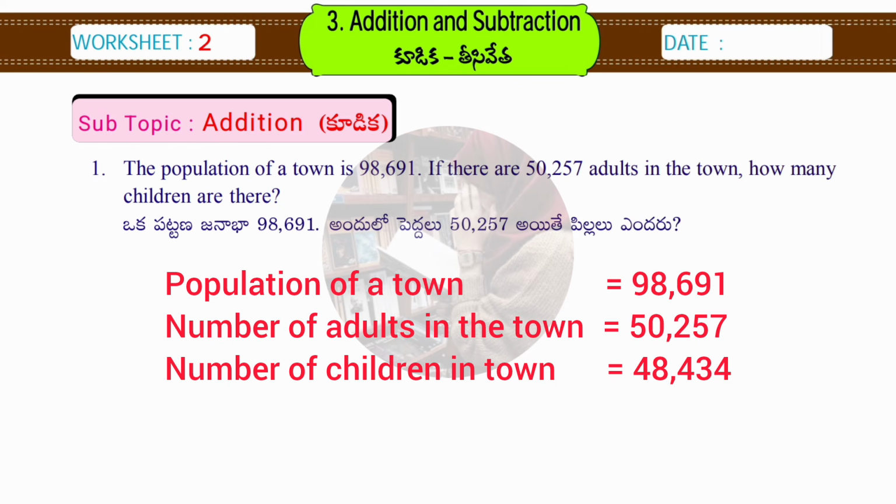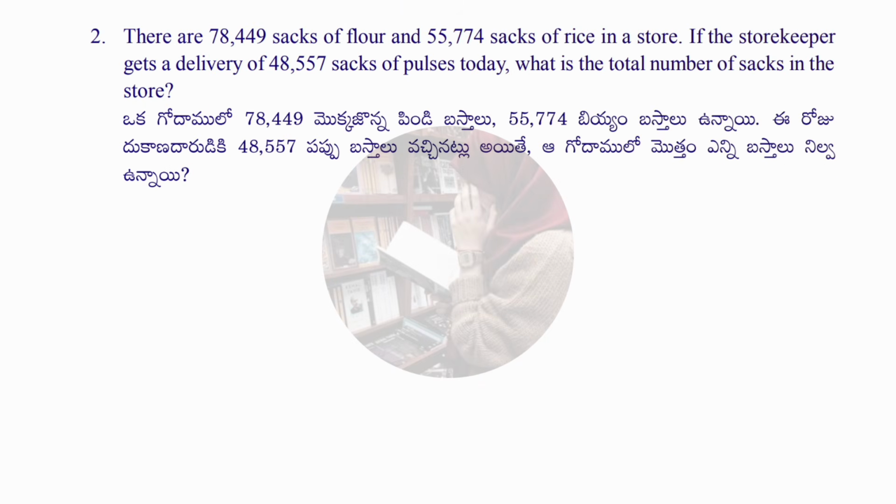If you have a doubt, you may cross check also. You have to add the adult population and the number of children, then you will get the answer as the population of the town. Then you can say that your answer is right. Okay, in this way you have to cross check your answers as well.